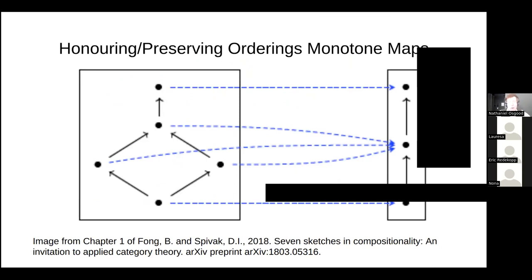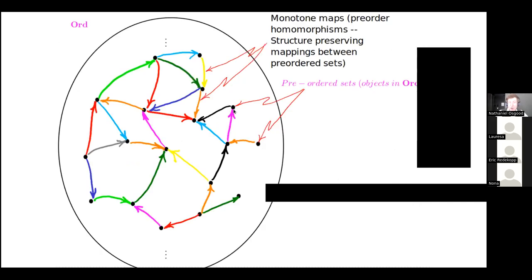Function. Yeah, but it's not just any function. It can't be a function which scrambles things, like maps something way down here. Yeah, exactly. It needs to be a structure-preserving one. It has to be a function between these that honors the ordering, that honors the structure, where if A is above B here, the map of A is above the map of B. You see that? Yeah. And what are those mappings called? Monotone maps.